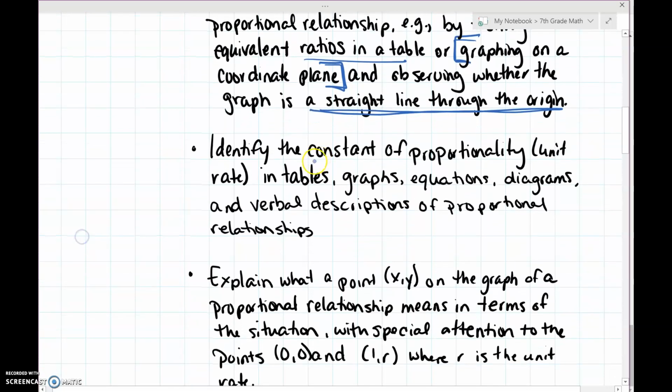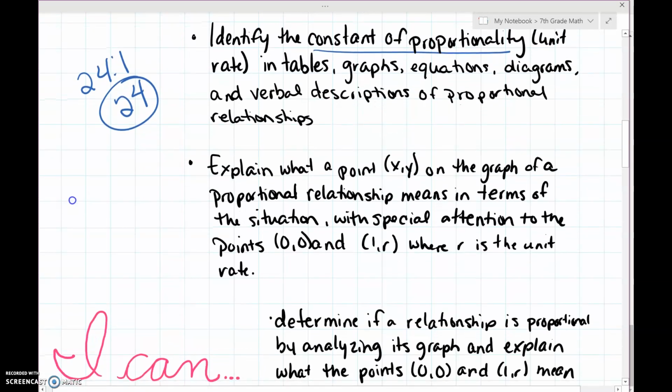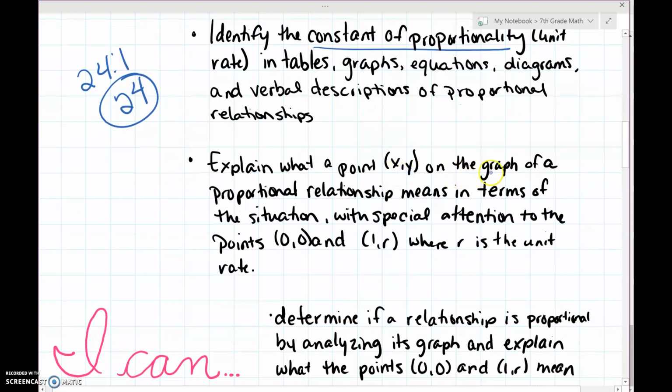You're going to identify the constant of proportionality. Remember, that is the same as the unit rate. So if I have something that's 24 to 1, my constant is 24. It is that number that I have to multiply by to get however many of them I have. Explain what a point X and Y on the graph of a proportional relationship means in terms of the situation.